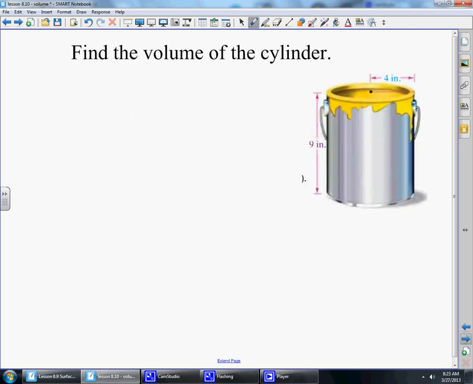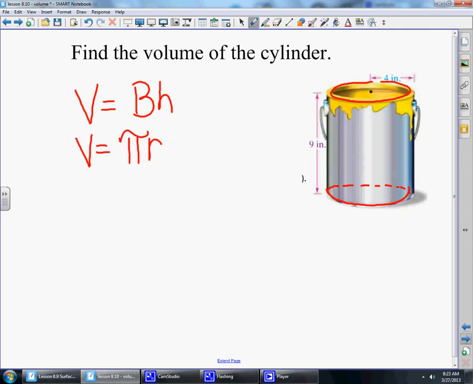And then our final object is a cylinder. And this is a paint can, and what we want to know is how much paint can we fit inside of the can. So remember, volume is area of the base times the height. Since the base here, or the bottom, is a circle, we're going to have a circle down here too for the base. We have to know that area. So the area for a circle is pi r squared, and then we're going to multiply it by the height. So this here is the radius, this here is the height.